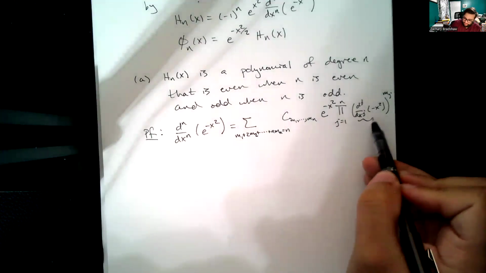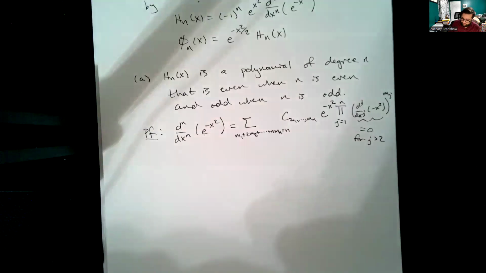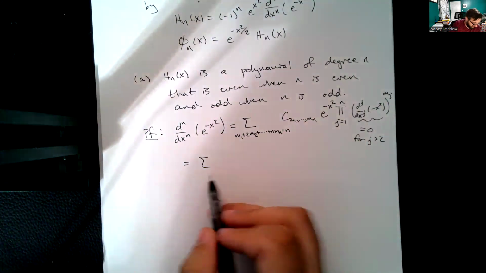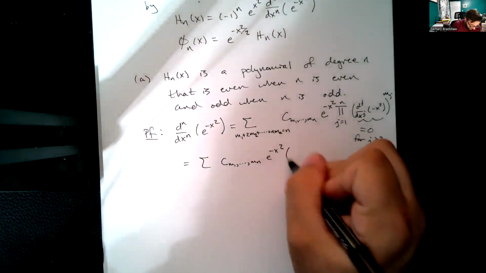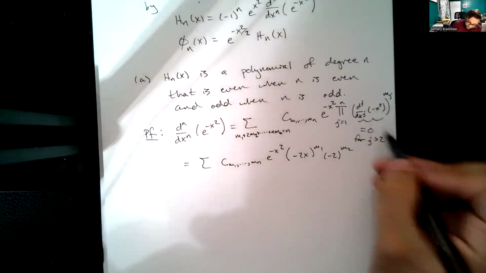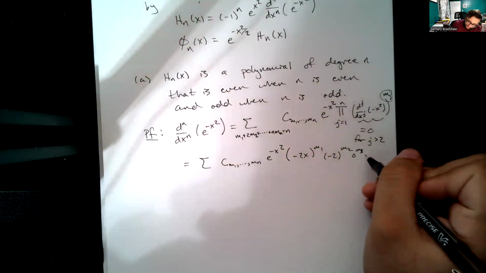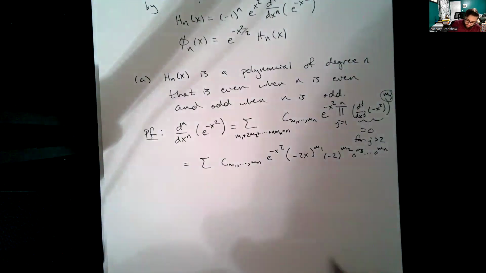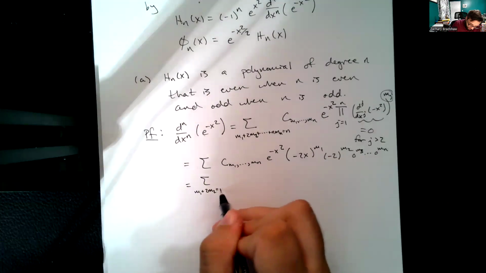And what we notice here is that this guy is 0 for j greater than 2. So then what we find is that this is equivalent to the sum over the same thing, the constants, e to the minus x squared, minus 2x to the m1, minus 2 to the m2, times, and then we have a bunch of zeros unless these exponents are equal to 0. So I'm going to write that as 0 to the m3 with the understanding that 0 to the 0 will mean 1. So this is in fact a sum over m1 plus 2m2 equals n.